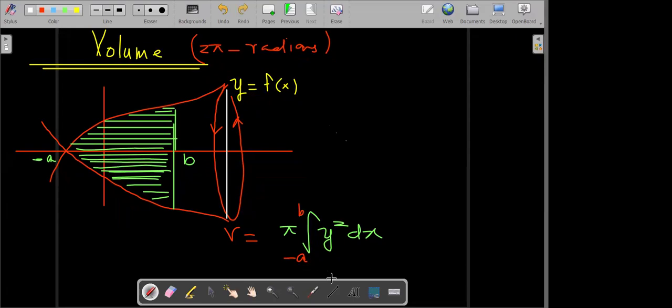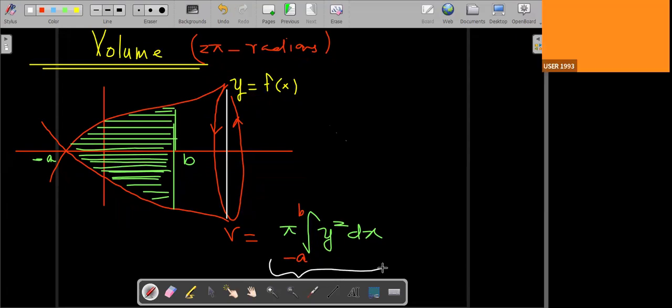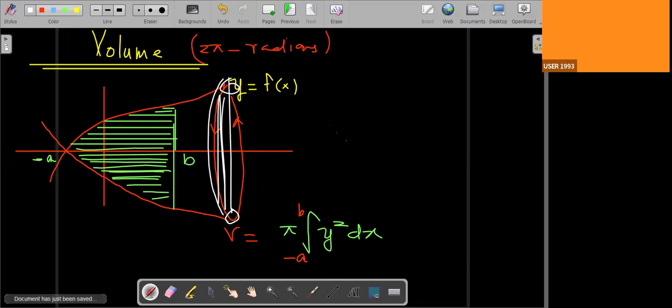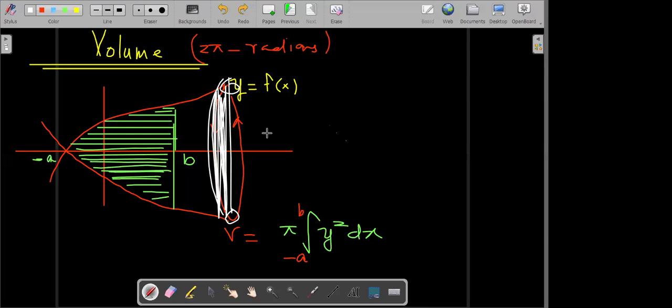Because this is for 2 pi. 2 pi means for a complete round. If you just stop it midway, you have to divide by 2 because of pi. Pi means from this point to this point, it comes all the way up to this. Only this portion is what is generated, not the other half. Okay.